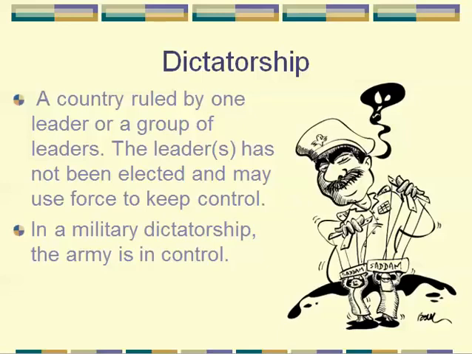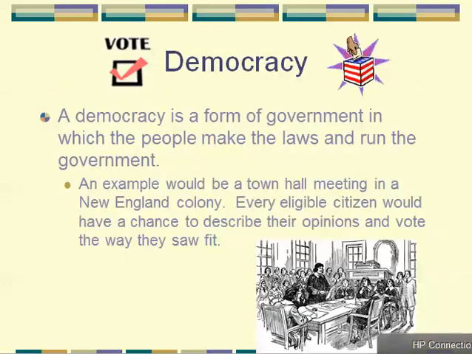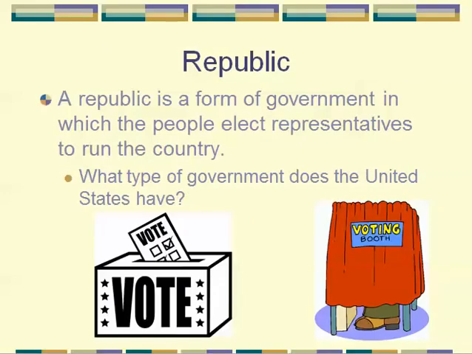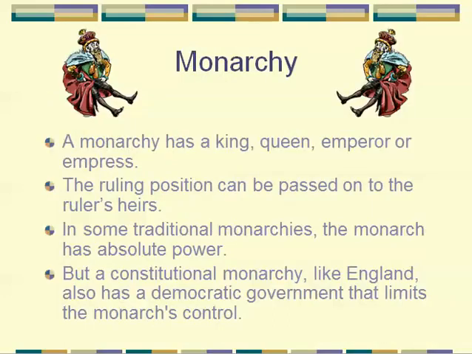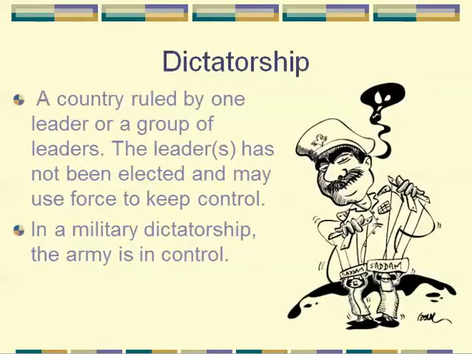So hopefully throughout this presentation you feel a little bit more comfortable about the 4 types of government we're touching on this year, which are a democracy, where all the people make the laws and run the government. A republic, where the people are still in charge, but they show their power by electing people to represent them. A monarchy, where there's a king or a queen. Sometimes they have all the power, sometimes they have limited power. Or a dictatorship, where there's one leader or a group of leaders, and often it's controlled by the military.